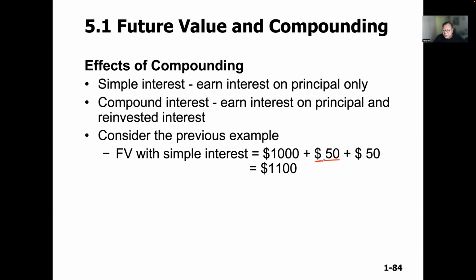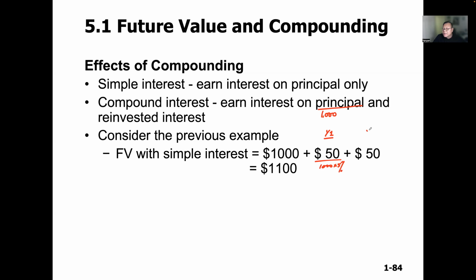So $50, that's the first year's interest, right? Because you earn interest only on the principal. So what is the principal? Principal is the $1,000, right? Because that's what you have initially. So that's the principal, 1,000. So you earn interest only on principal. So the first year, the 1,000 times 5%. So that's the $50.